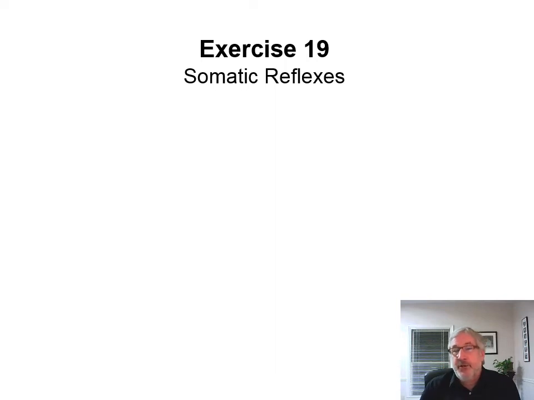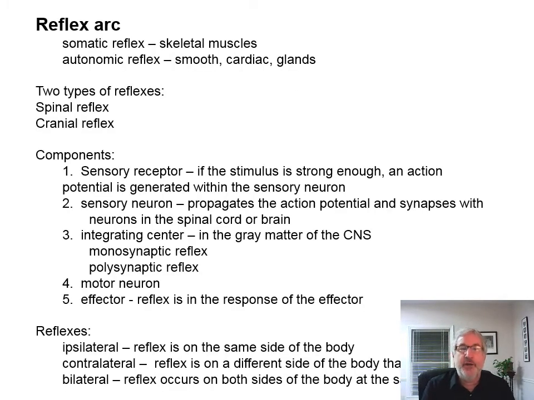Okay, so the last things we've got are reflexes. So let's talk about reflexes and what those are. So reflex arc. So you have somatic reflexes, which are skeletal muscles, and autonomic reflexes, the smooth muscle, cardiac muscle, and glands. Two types of reflexes that we're going to talk about are spinal reflexes and cranial reflexes. We're really not going to talk about cranial reflexes very much until we do the cranial nerves.